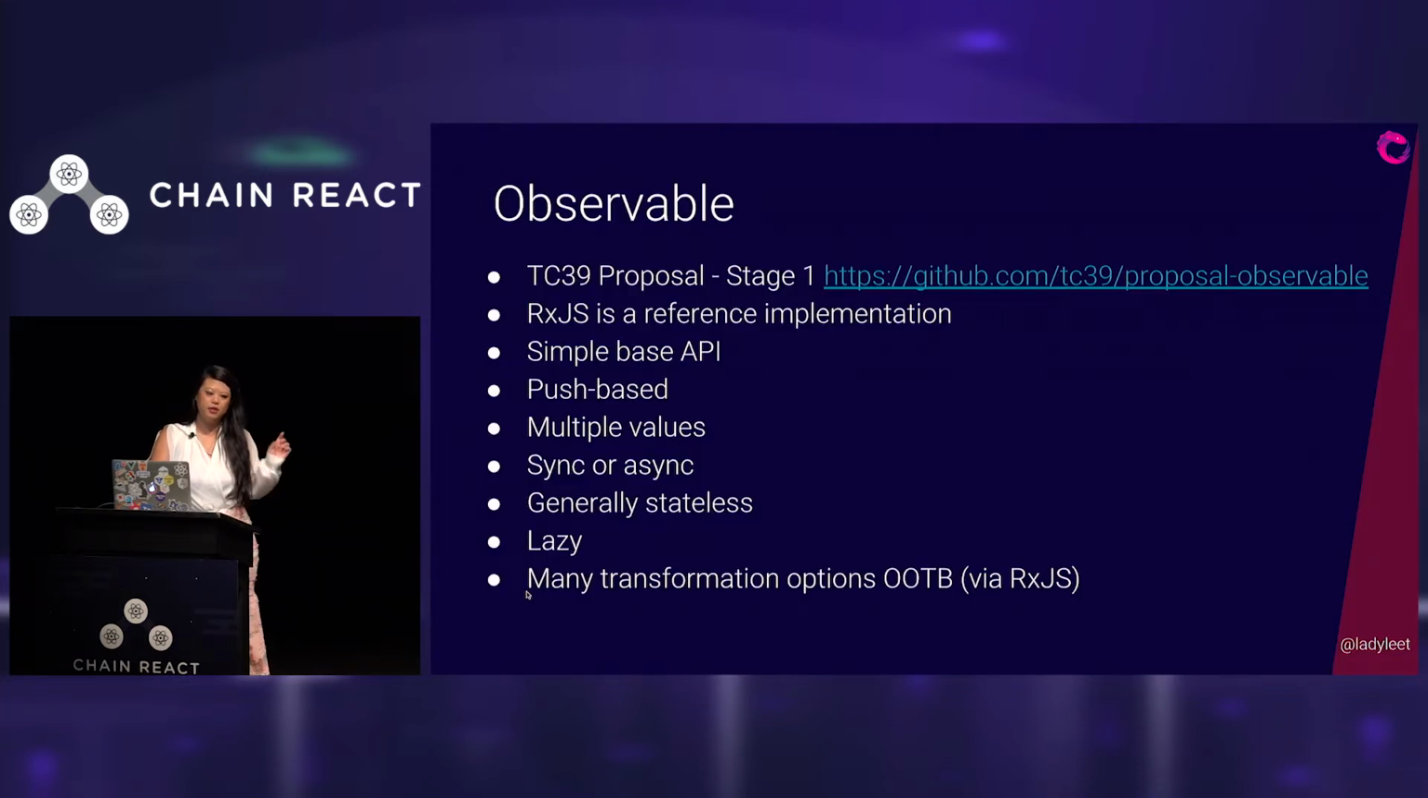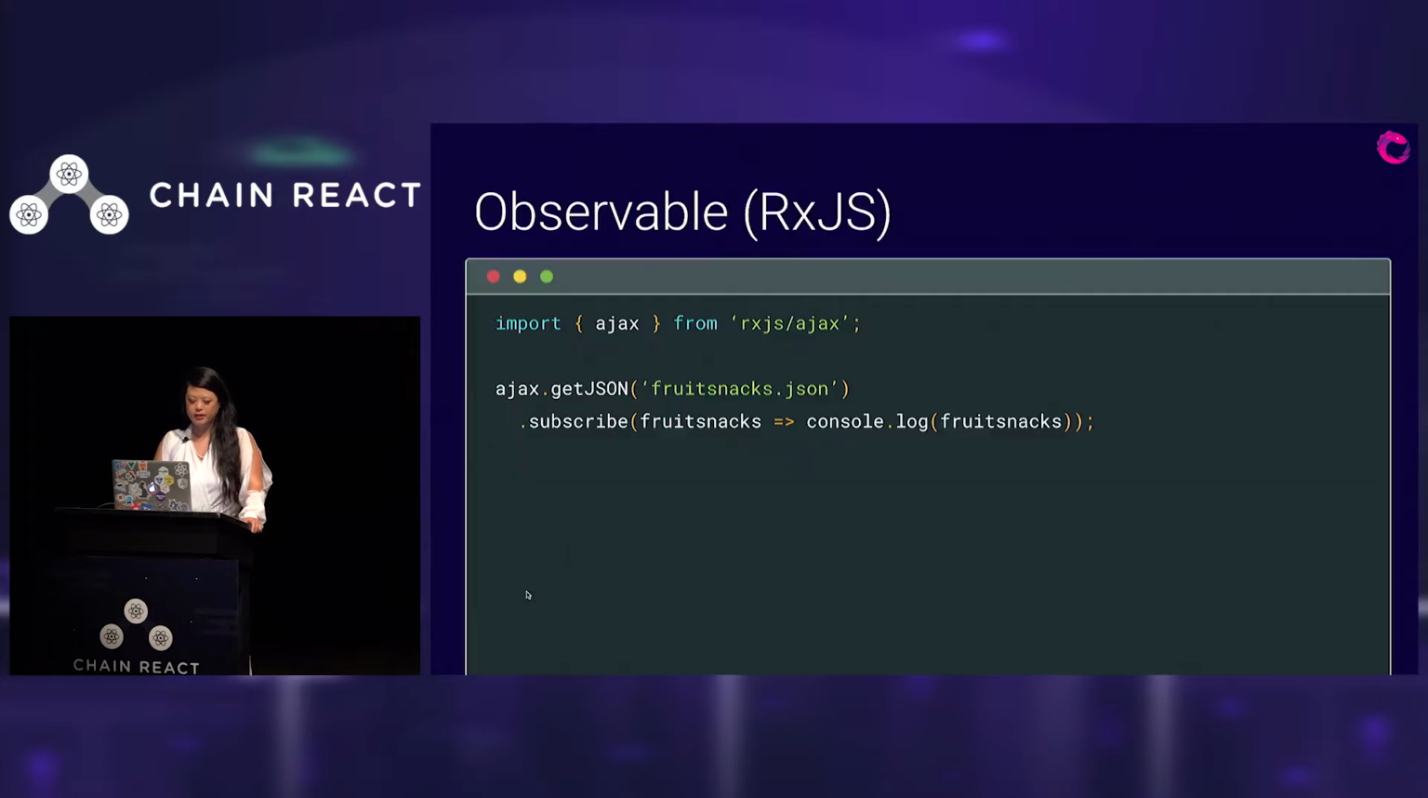Okay, observables. This is at stage 1 in TC39 currently. RxJS is a reference implementation of the TC39 observable proposal. It has a simple base API. It's push-based, multiple values, synchronous or asynchronous, generally stateless, and it has a lot of transformation options out of the box, using an abstraction like RxJS.